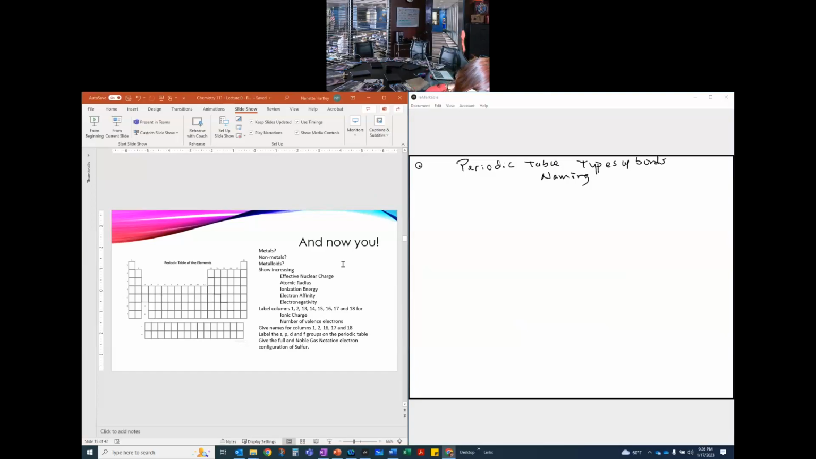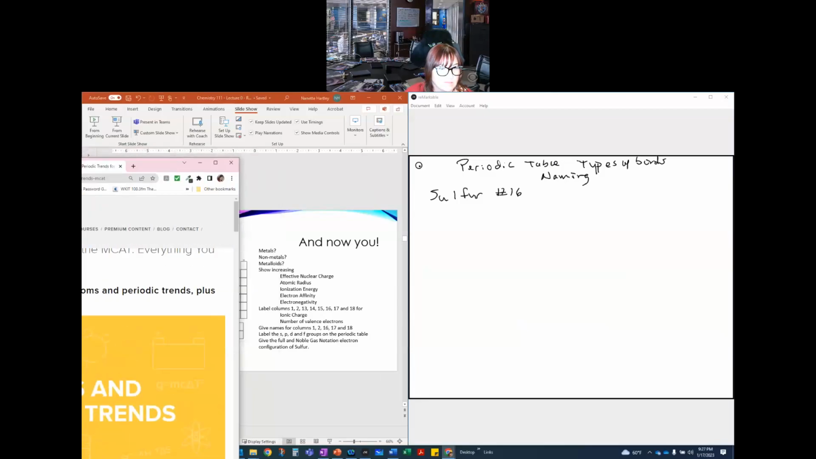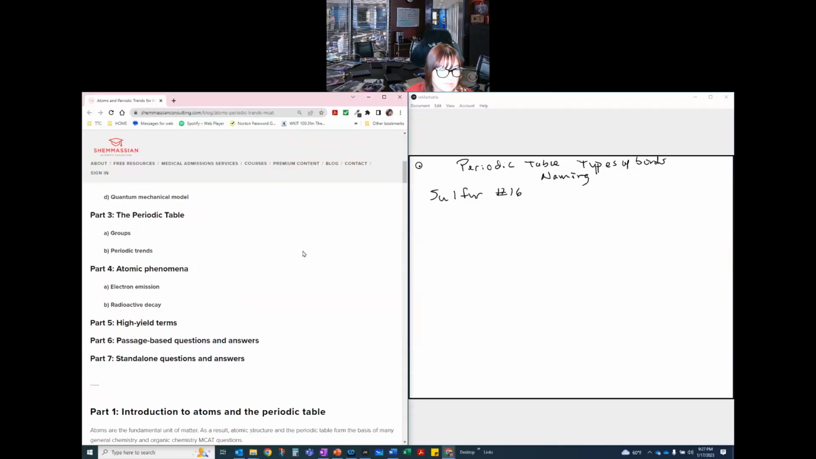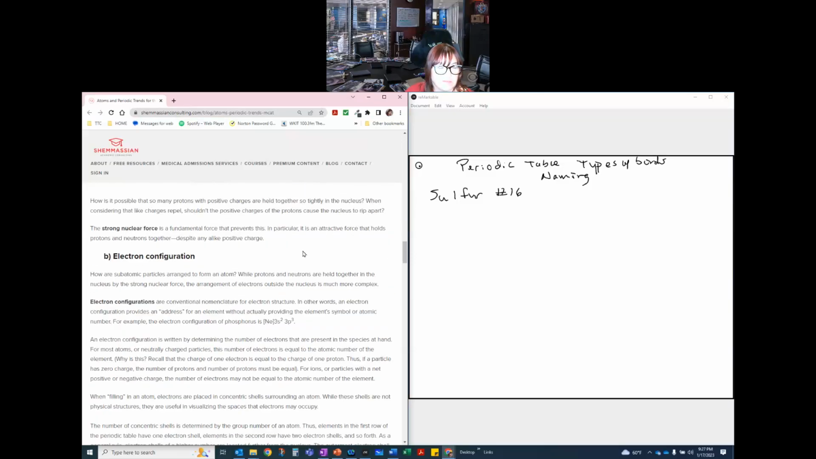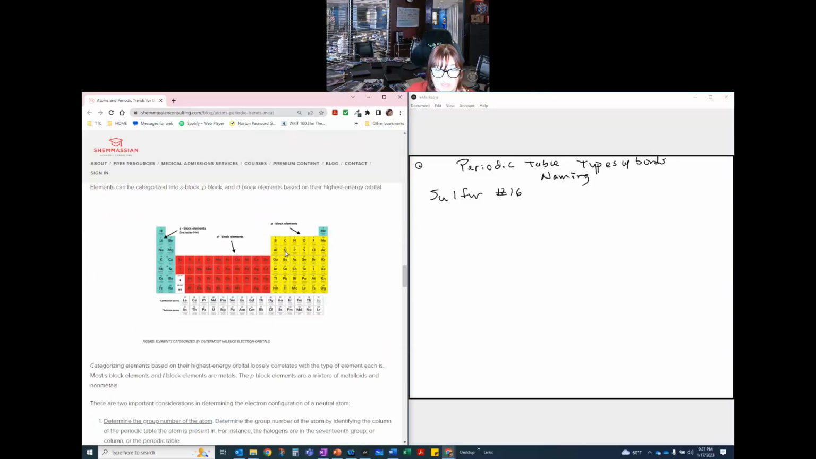So sulfur's number 16. And I want a periodic table that I can actually look at so that I can show it to you, because I can do this without looking at the table, but that's because I know what I'm doing. Yeah, okay. So we see sulfur.